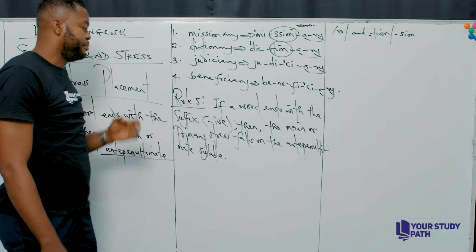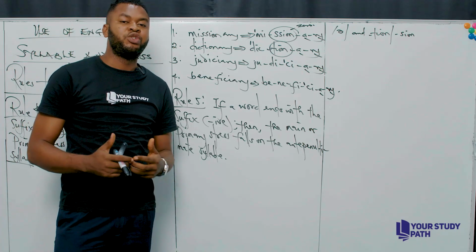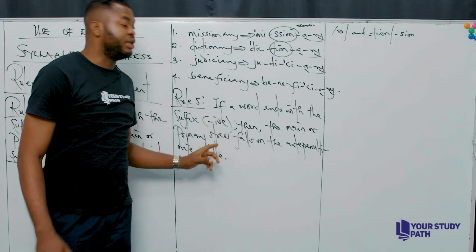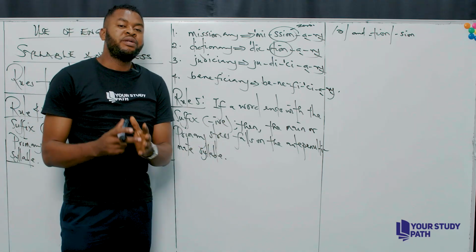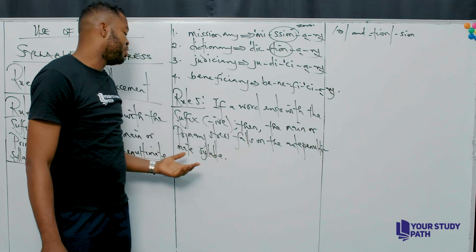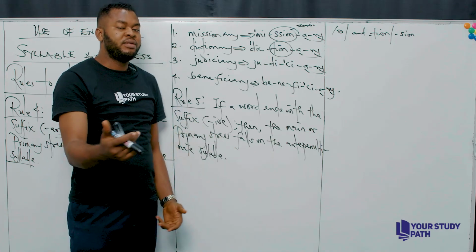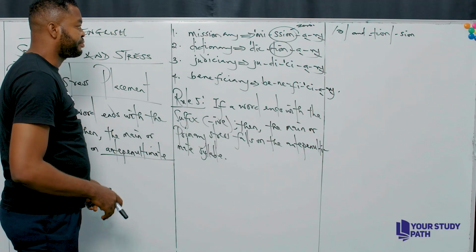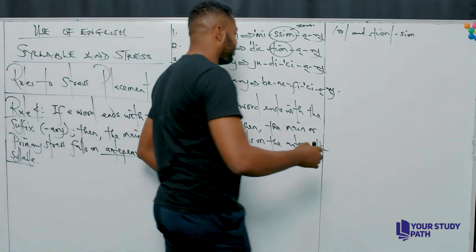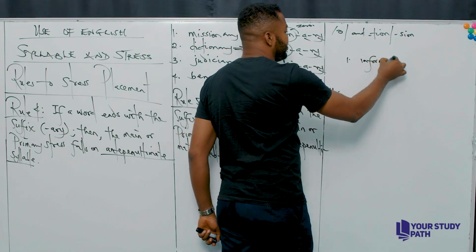So now, most English words, 90% of English words that end with the suffix I-V-E, would always take their main stress or primary stress on the antepenultimate syllable. Okay, now let's look at an example of most of them. I'm going to illustrate that here because I don't want to write down. So the first word is informative.